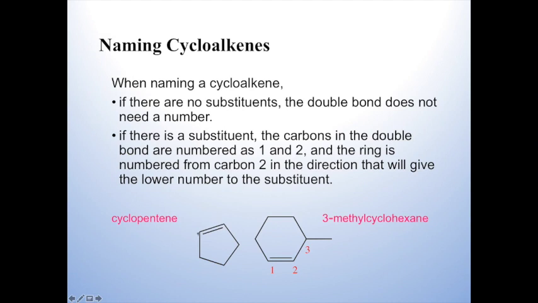So in the case of cyclopentene, you have 5 carbons making it a cyclopentane, and then you have a double bond making it cyclopentene. And then in this case, you have a 6-carbon ring, which is cyclohexane, but then the addition of the double bond makes it cyclohexene. And then if you start counting from the double bond, you have carbon 1, carbon 2, carbon 3, and then you have a methyl group, so it is a 3-methyl cyclohexene.